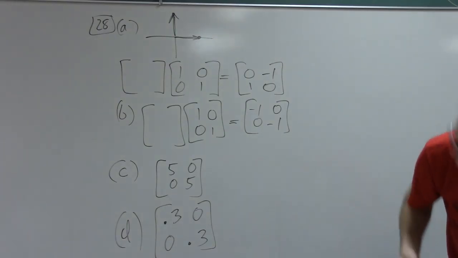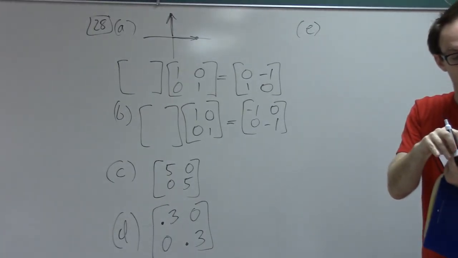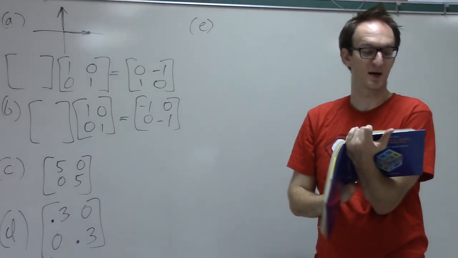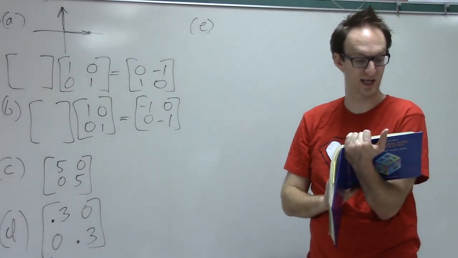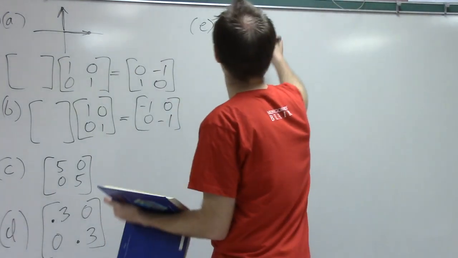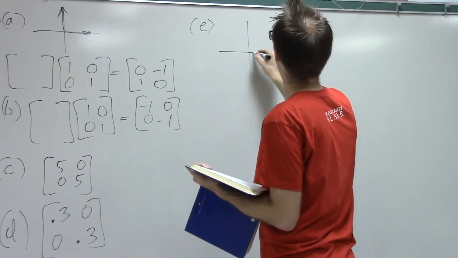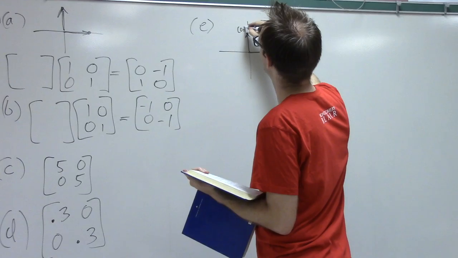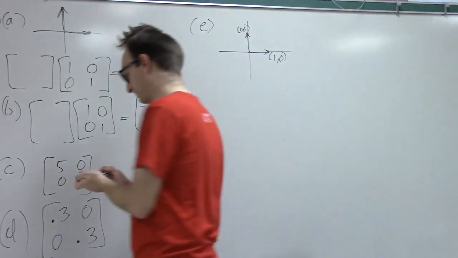Good, 28E. This one, I kind of object to Forster's language a little bit. He says it's a horizontal shear that moves points above the x-axis to the right by an amount 3 times their distance from the x-axis. That sounds like a hard sentence, so we need to try this again. Here is the vector 1, 0, and here is the vector 0, 1. Let's try to figure out what he's talking about.